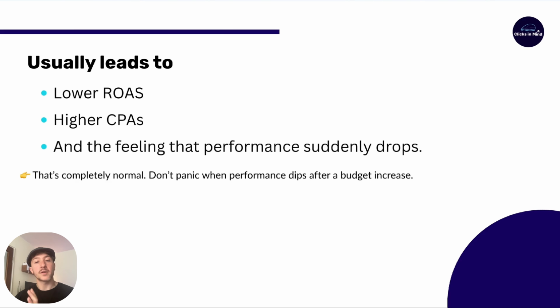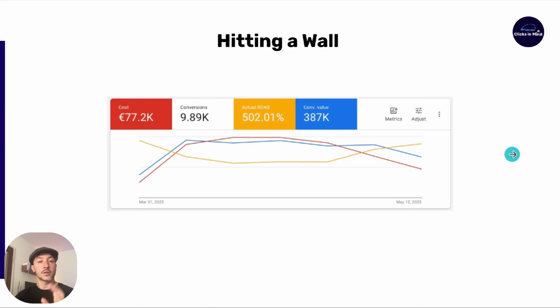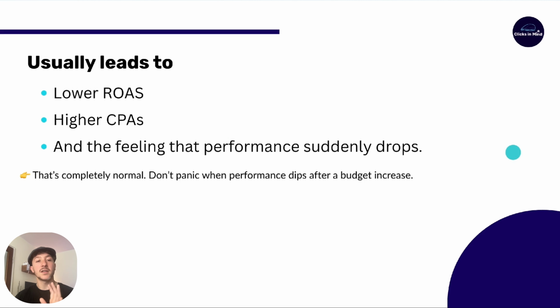And of course, it all depends on the budget levels and extent, but usually that's completely normal and don't panic if the performance dips a little bit. You have to expect that. So scaling or increasing the budgets usually leads to lower ROAS, higher CPAs, and the feeling that the performance suddenly drops. And you have to expect that because that's completely normal. Don't panic when performance dips.